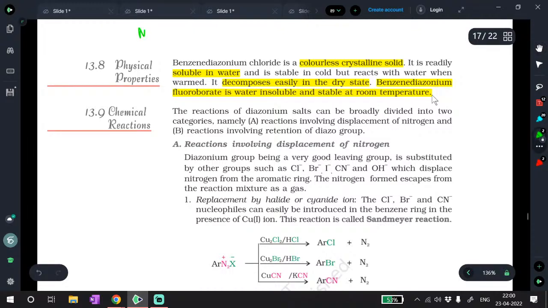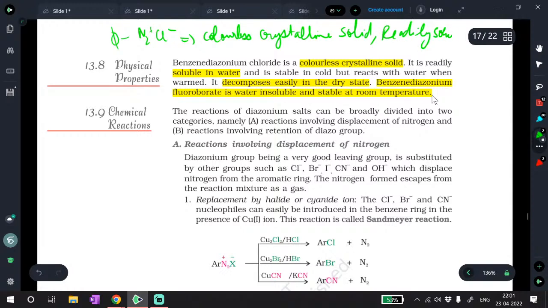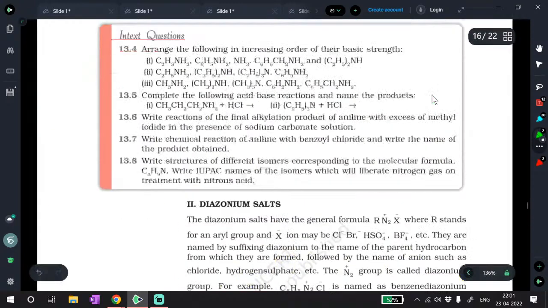So C6H5N2+ Cl-, colorless, crystalline, very soluble in water. So this is a kind of an exception. Benzene diazonium fluoroborate is water insoluble and stable at room temperature.